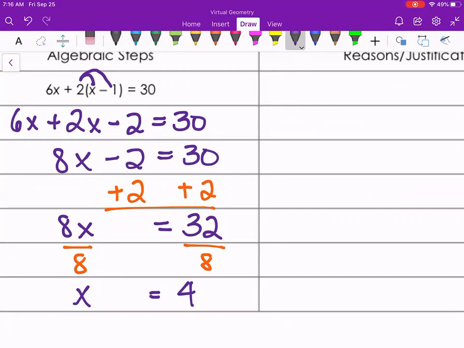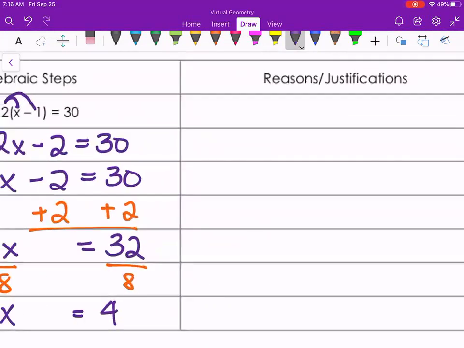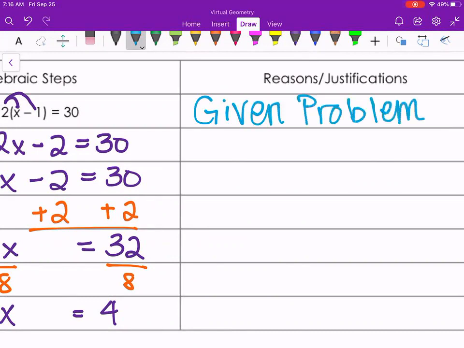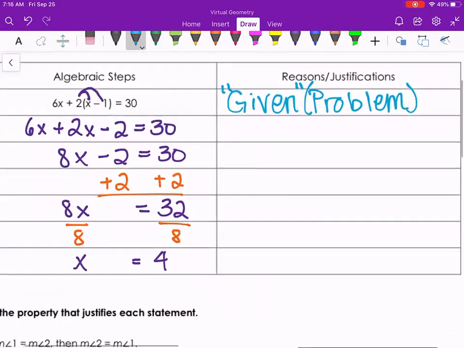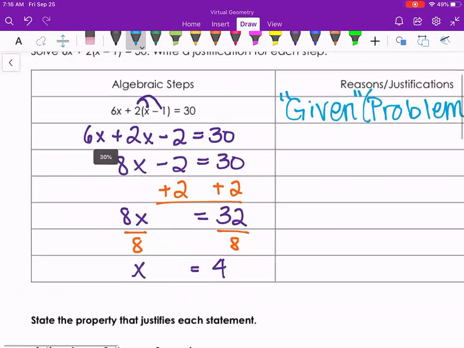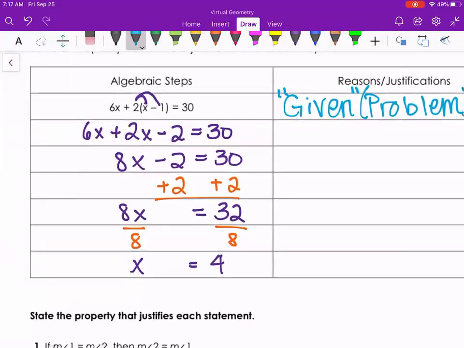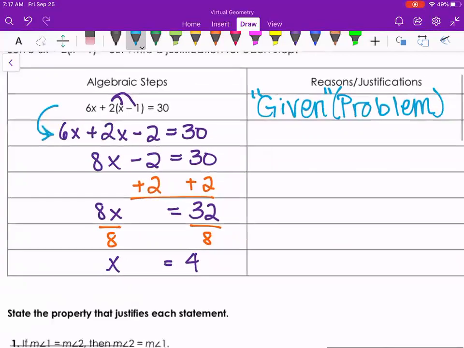So we always start off with your given problem. So the equation that I was given to work out, that is the given problem. Now, a lot of times we just simplify this idea and just write given, because this equation was given to me to solve. So let's keep going from there. Now, as we work through this proof, we have to see what did we do from row 1 to row 2. So from my first row to my second row, what did I do to get that line? Well, that was our distributive property.